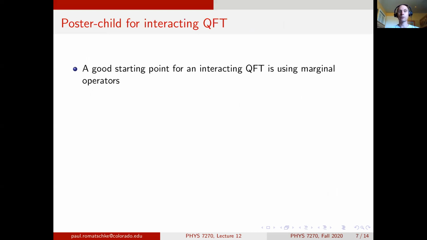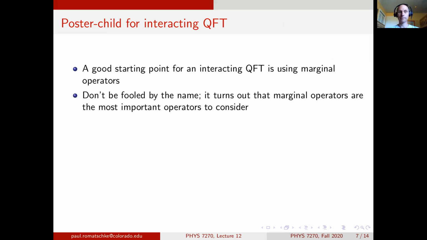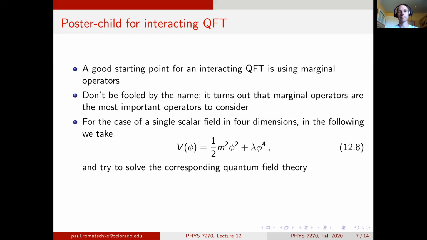A good starting point for setting up an interacting quantum field theory is to start with these marginal operators. Don't be fooled by the name. Turns out that marginal operators are the most important operators to consider for setting up these quantum field theories. For the case at hand in 4 dimensions for a single scalar field, we'll write down the potential involving the term that we had before, m squared phi squared over 2, and then add this marginal operator phi to the 4 with a dimensionless coupling lambda. We'll take this form of V of phi as a poster child for an interacting quantum field theory.